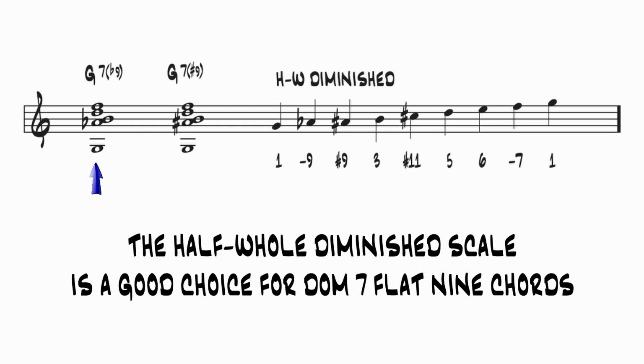The half-whole diminished scale is commonly used for a dominant 7 flat 9 chord because it contains all the notes of that chord. It could also be played over a dominant 7 sharp 9 since that note is also in the scale, but the blues scale is another good choice for that chord.